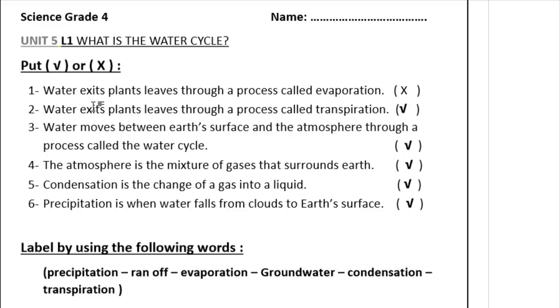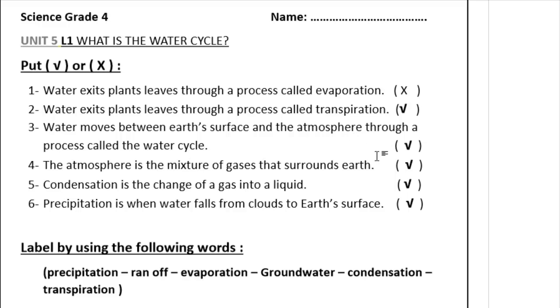Number 1, water exits plants' leaves through a process called evaporation. No, this is false. The process is called transpiration. Number 2, water exits plants' leaves through a process called transpiration, and this is true. Number 3, water moves between Earth's surface and the atmosphere through a process called the water cycle.